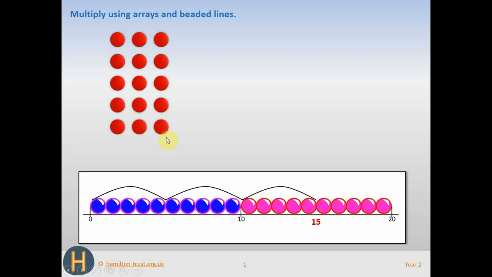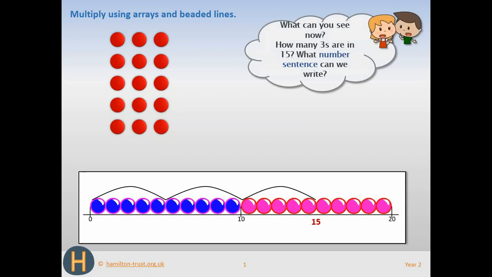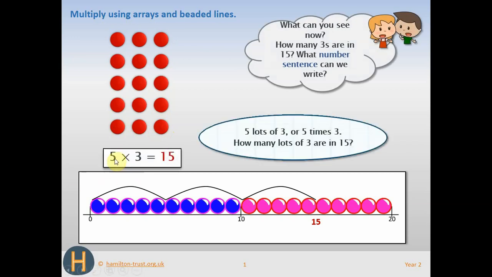And I've just remembered, I don't know my 3 times table as well, but I'm really good at my 5 times. So I could do 5, 10, 15. Of course I knew it really. 3 lots of 5 is 15. How many 3s in 15? And we know 3 times 5 is the same as 5 times 3. We can swap them around, and the answer is the same.